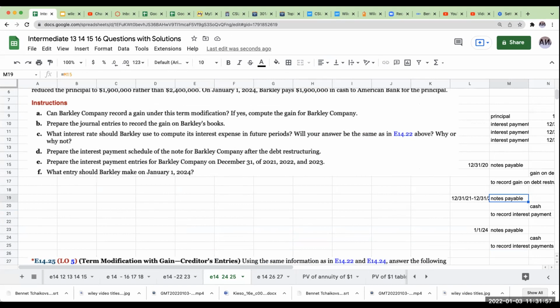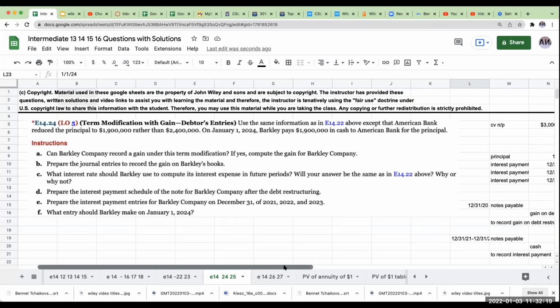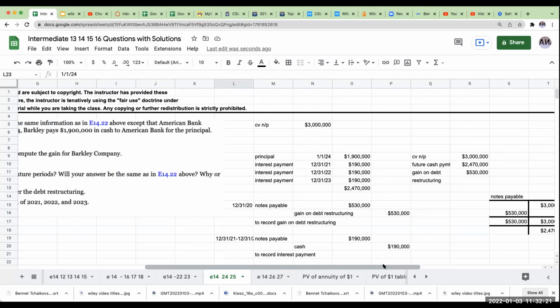What entry should they be making in 2024? That's right over here. Let's take a look. Prepare the interest payment schedules for Barclay's payment and maturity. So that's what's happening, and that's exercise 1424. Again, if we have a gain because we're writing the note payable down to its new value, which equals the future cash flow payments, there's no interest, and there you go.